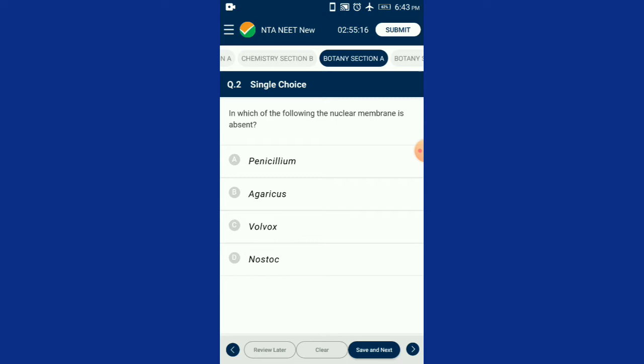Question number 2. In which of the following is the nuclear membrane absent? Nostoc is a prokaryote, while the rest are eukaryotes. The nuclear membrane is absent in prokaryotes. So the answer for this question is option D, Nostoc.